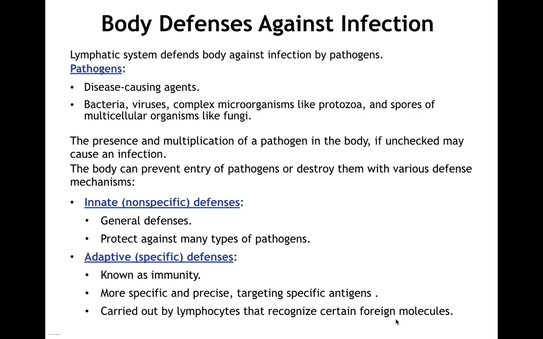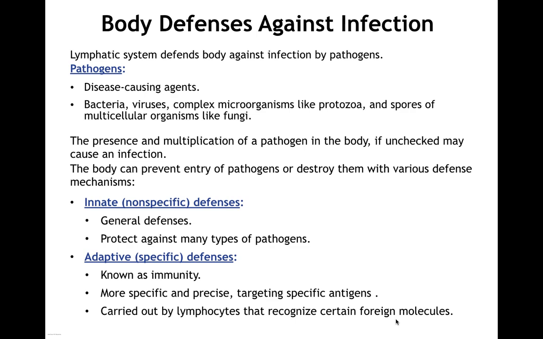Presence and multiplication of a pathogen in the body, if unchecked, can cause an infection, and there are a number of mechanisms that help to prevent them from ever getting into the body, and then there are others that help defend us if they do get in. So we have some innate or non-specific defenses, which would include the general defenses, and those protect against many different pathogens. They're not quite as specific as our adaptive or specific defenses.